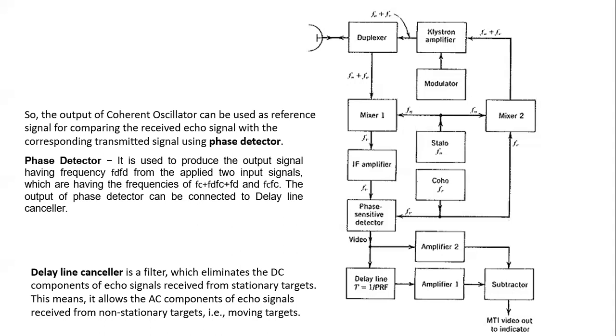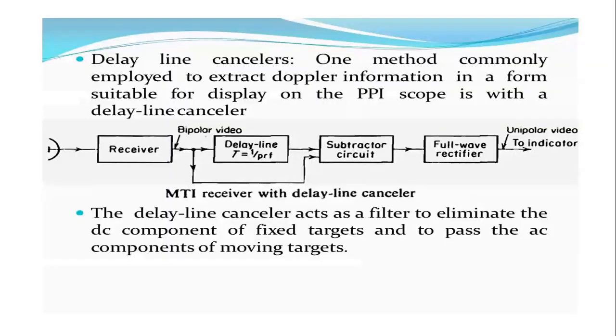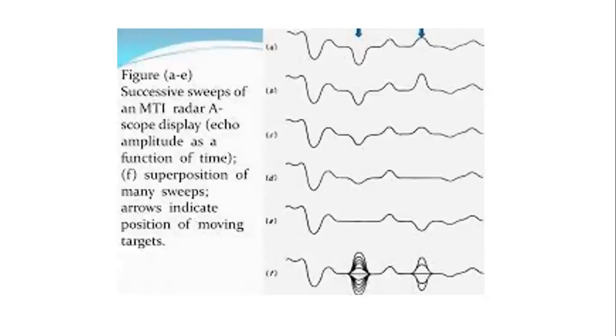So by cancelling this, we get the information only about the moving target and non-stationary targets. So the stationary target's received signals are cancelled by the delay line canceller. It has been filtered so that we get the information only about the moving target. So that is how moving target indication works.